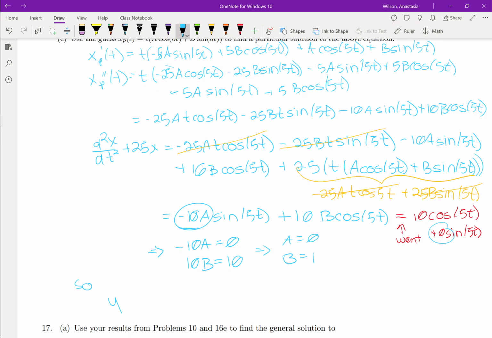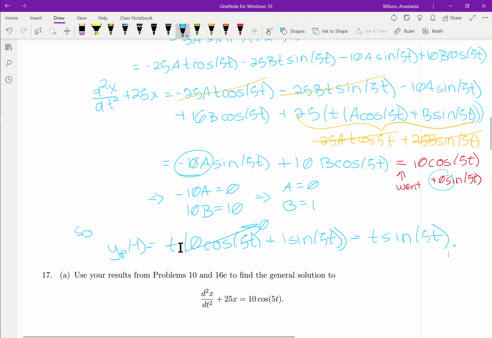So our particular solution, y sub p of t, will equal t times a, which is 0, times the cosine of 5t plus b, which is 1, times the sine of 5t. I'll write it in there just so we see where it's coming from. And that whole first term just goes away. So we are left with t sine of 5t as our particular solution. And that wraps up number 16.